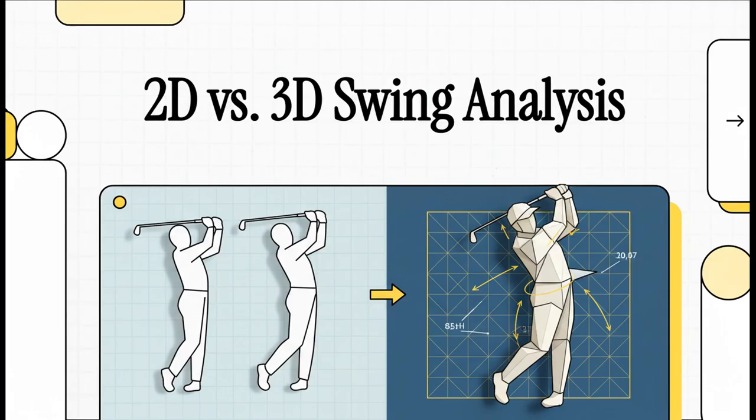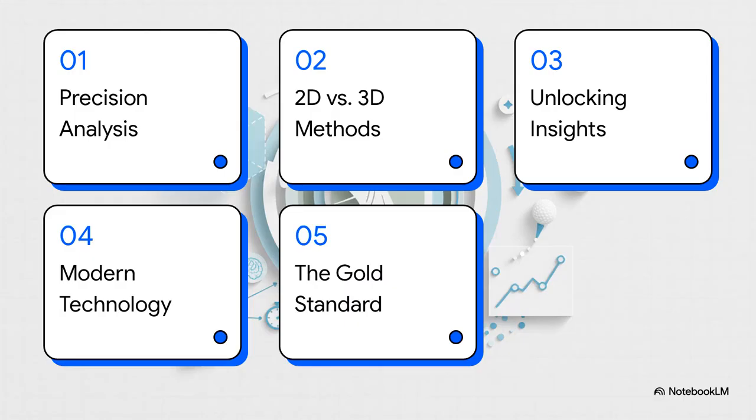So, let's dive in. All right, here's our game plan. First, we'll nail down the goal, what precision analysis really is. Then we'll put the methods, 2D and 3D, head-to-head. Next is the application, where we unlock some amazing insights. We'll also check out the tools and modern tech making this all possible. And we'll wrap up with why 3D is, without a doubt, the new gold standard.